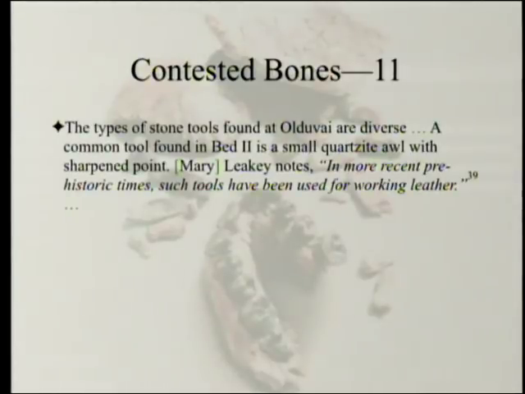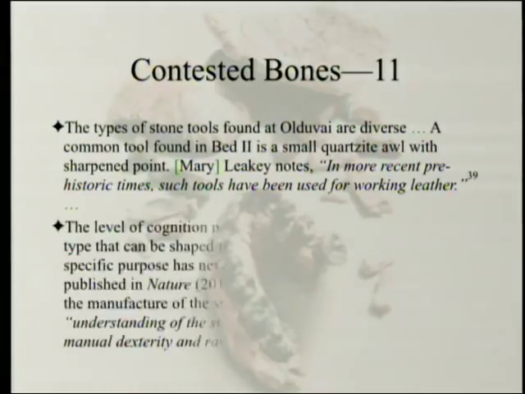The types of stone tools found at Olduvai are diverse. A common tool found in Bed 2 is a small quartzite awl with a sharpened point. Mary Leakey notes, in more recent prehistoric times, such tools have been used for working leather. There are three Leakeys, so.